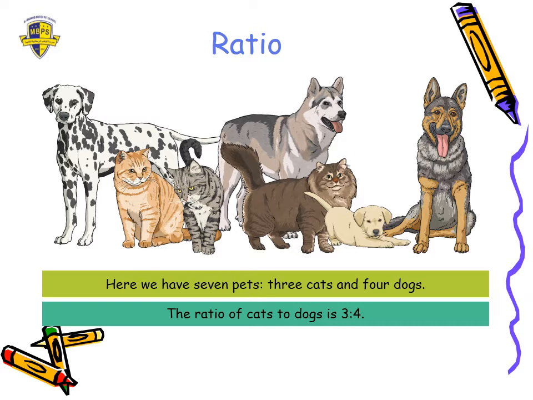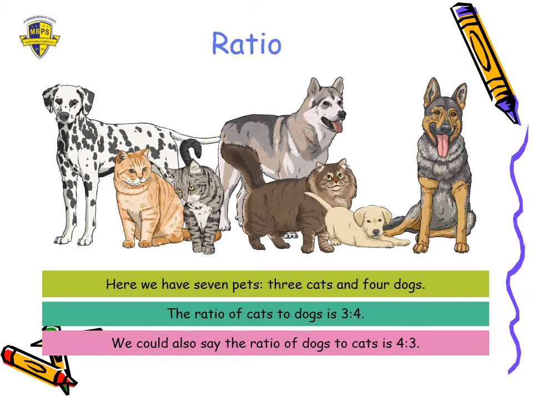And if I ask you, write the ratio of dogs to cats. So here we start from the number of dogs. Good. How many dogs do we have? 4. And how many cats? 3. Good. So we write 4 to 3.